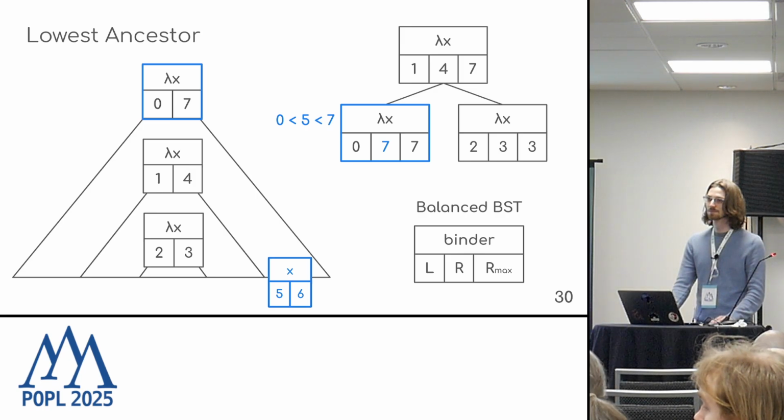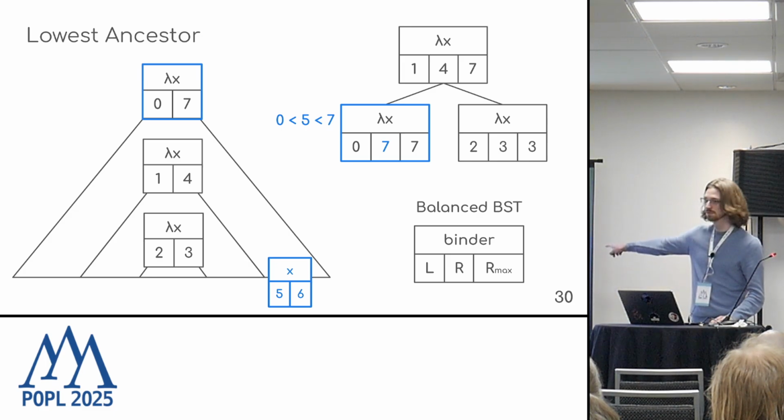Could you explain how this BST is ordered again? I didn't really understand this bit of the presentation. Yeah, sure. It's sorted by the left endpoint. By the left endpoint. 0, okay. 1, 2. Mm-hmm. I see.